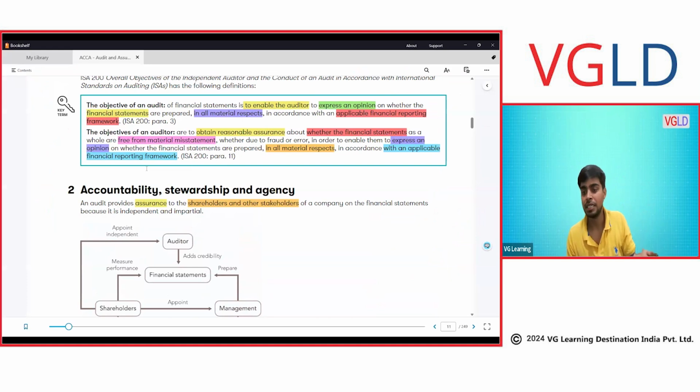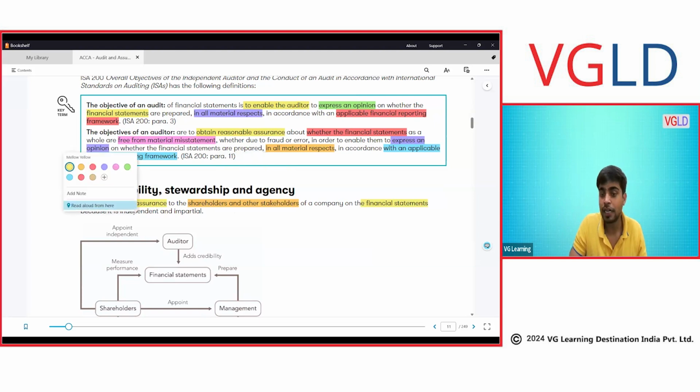So there are multiple stakeholders. The major ones are shareholders, bankers, lenders, suppliers, or customers. These are the ones who are providing their money or depending on the company's product. But the other ones are, let's say, employees, government, or the local community. So an audit provides assurance to the shareholder and other stakeholders of a company on the financial statements. This is our subject matter, which we will be testing, for the users, the shareholders and other stakeholders.